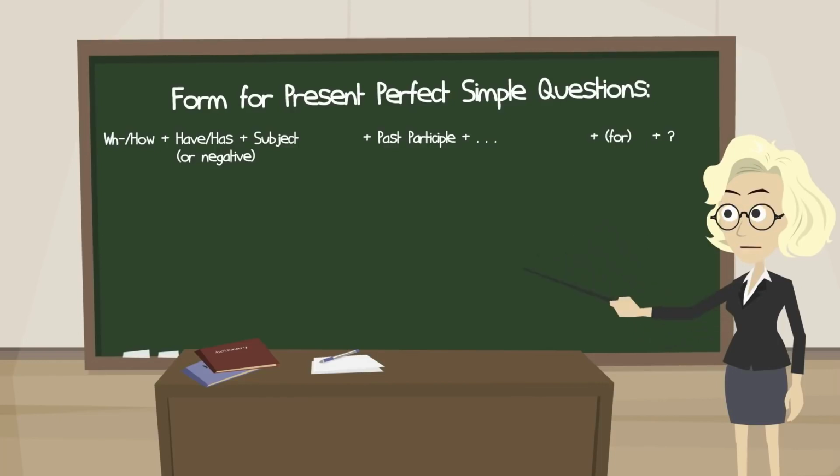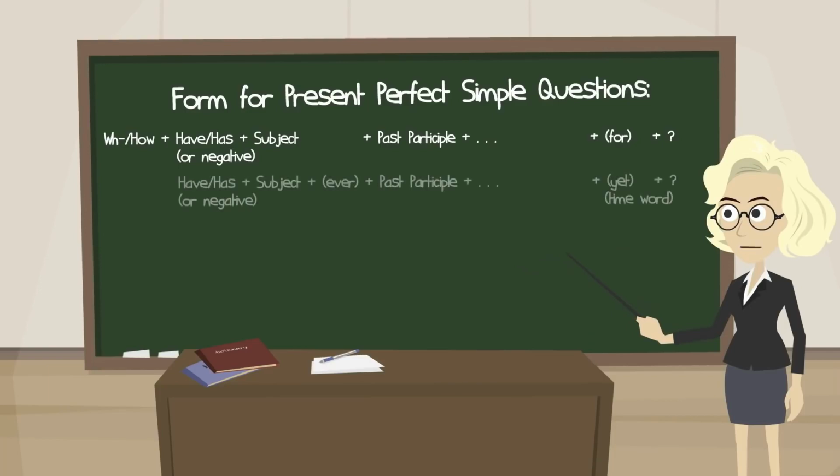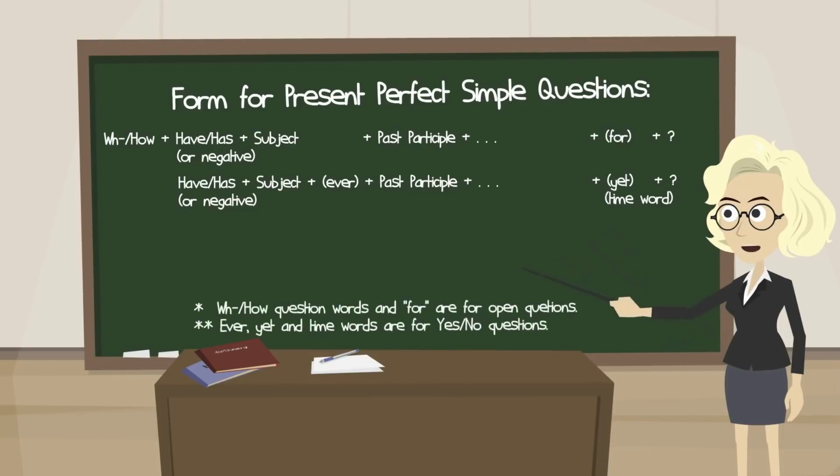For yes/no questions, the form is have, has or their negative form plus the subject plus ever, which is optional, plus the past participle plus whatever you want to say plus yet or a time word. Again, these are optional. Remember, WH and how question words and for are for open questions. Ever, yet, and time words are for yes/no questions.